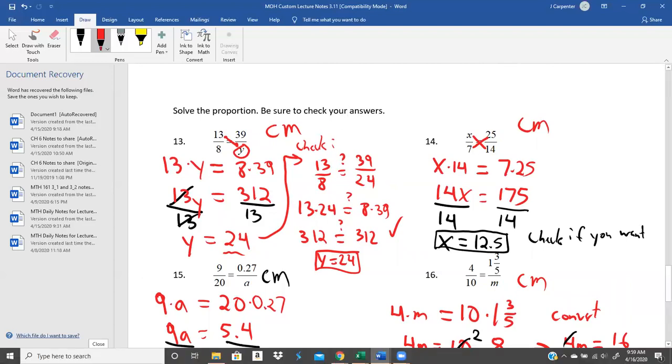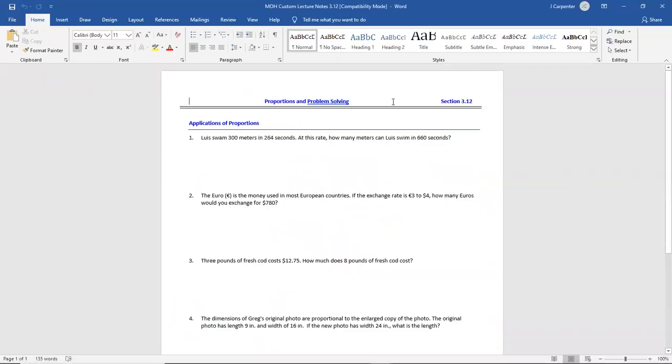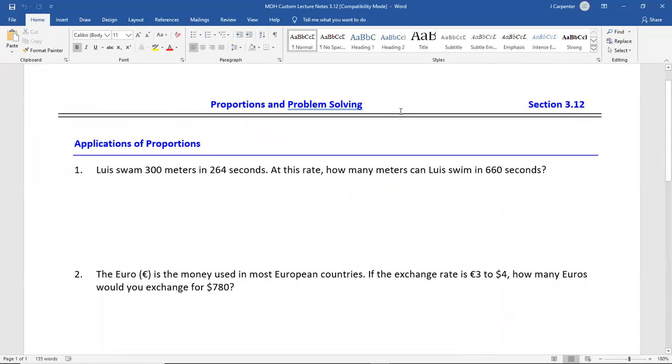All right. So 3.11's out. Let's do 3.12. Proportions and problem solving. There is literally nothing new in this section. I love sections like that because we can just dive headfirst into everything.